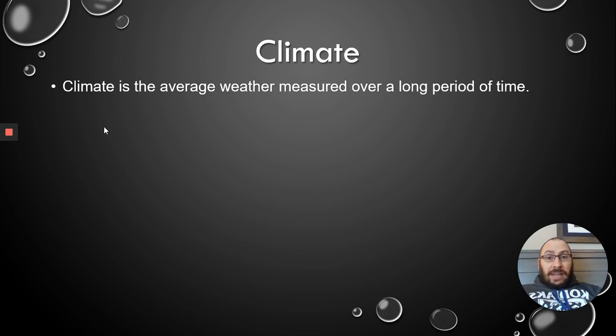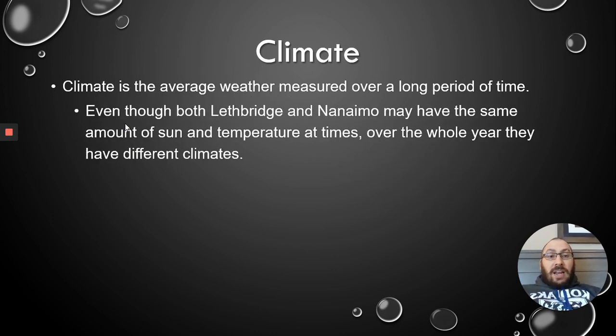What's the weather outside right now? It's raining, right? In order to determine our climate, we would have to take the average weather of every single, today is May 21st. We would have to take the weather of every single May 21st over a long period of time, and that's how we can come up with our climate. Even though both Lethbridge and Nanaimo may have the same amount of sun and temperature, because as we showed in that first picture, they're about the same distance from the equator, so they have the same amount of sunlight, and the sunlight beats down, so it gives them the same amount of temperature over the whole year. They have different climates. Nanaimo, maybe a little rainy and whatnot, but typically not as cold as what we have.